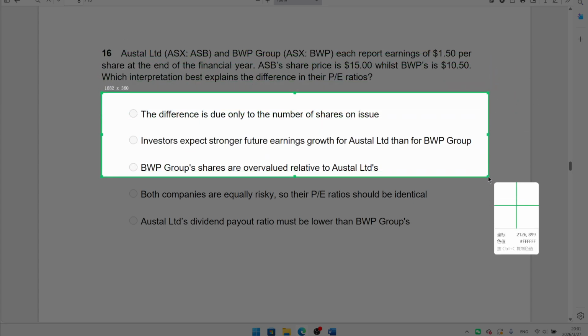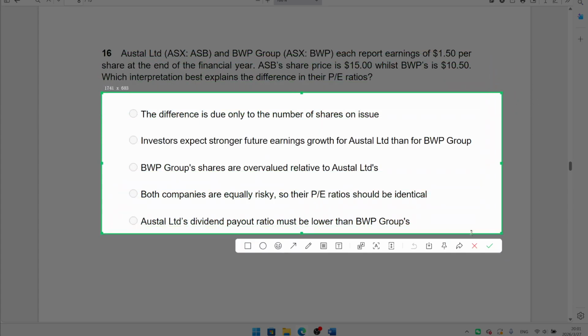Each reports at the end of the financial year. Investors expect strong future earnings growth, so with no growth the shares are overvalued. I don't know. Both companies are equally risky, so their PE ratio should be identical. The dividend payout ratio may be lower. The difference is due only to the number of shares on issue.